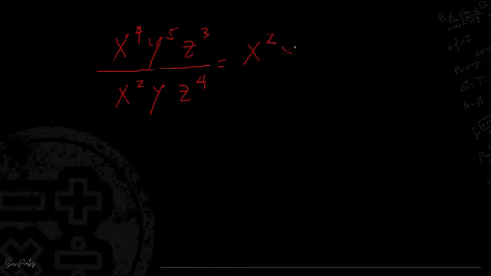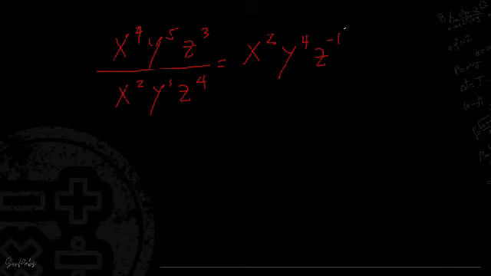Then, for the second variable, we have y. So, copy the similar variable y, and then 5 minus 1. So, yung y natin sa denominator, merong 1. So, 5 minus 1, so that will be 4. And then, copy z for the third variable. Then, 3 minus 4. So, 3 minus 4 is equal to negative 1.